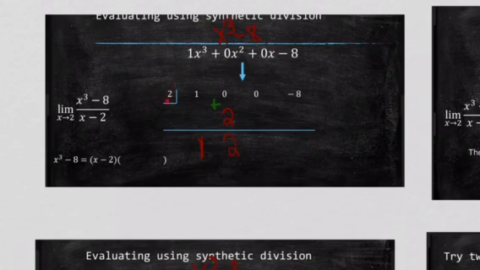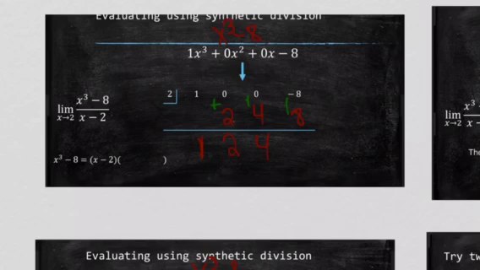Then we're going to do 2 times this number, 2 times 2, which is 4. So we get 4. And then once again, we're going to do 0 plus 4, which is just going to give us 4. And then we are happy if this next step ends up giving us 0. So we have 2 times 4 is 8.